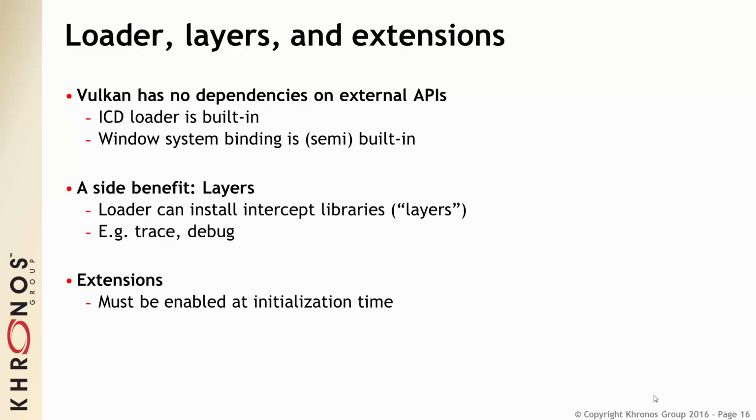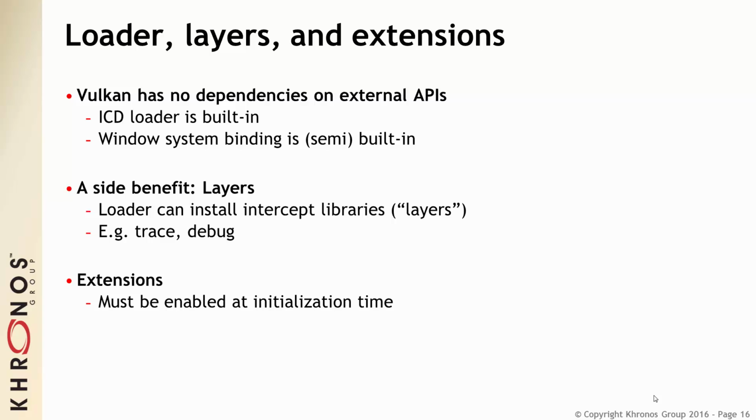Window system binding is also somewhat built in. Once we've got the mechanism for having this loader part of Vulkan, we can use that for other purposes. And a really cool purpose that we use that for is what we call the layer system. So since the loader is building a table of pointers to all the functions in Vulkan, it can also stick in shims. Right, the loader can shim the API and stick in functions that intercept what you're doing and make changes to it.